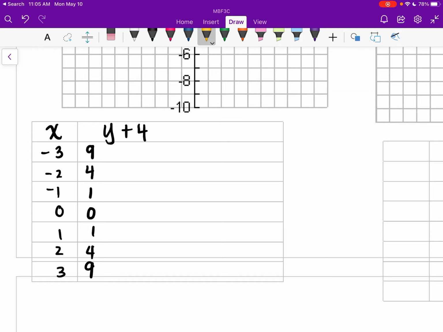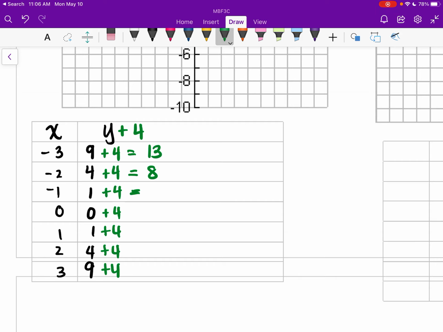And then I'm going to put my k value in this green color. So I'm just going to add 4 to everything, because then I'm going to shift up by 4. So it's going to be 9 plus 4, which is 13, 4 plus 4, 8, 1 plus 4, 5, 0 plus 4, 4, 1 plus 4, 5, 4 plus 4, 8, 13.